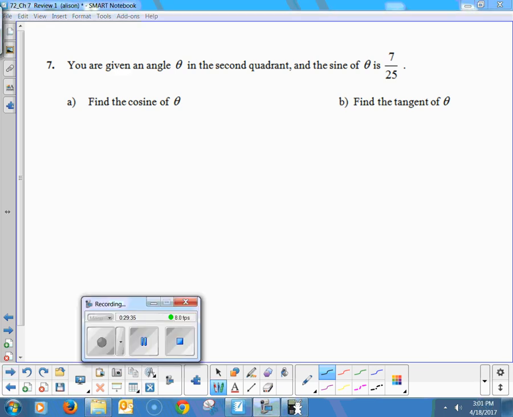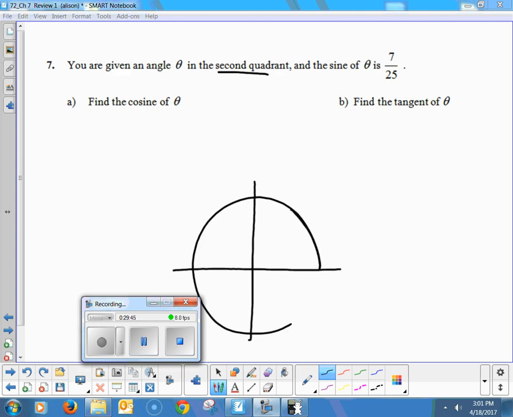Alrighty. So we're given some angle theta in the second quadrant. So I'm going to draw, sure, what the heck, we'll draw the unit circle. Here's quadrant 1, and here's quadrant 2, second quadrant. By the way, here's quadrant 3, and here's quadrant 4. I don't know why they use Roman numerals, but we will. And it says the sine of theta is 7 over 25.